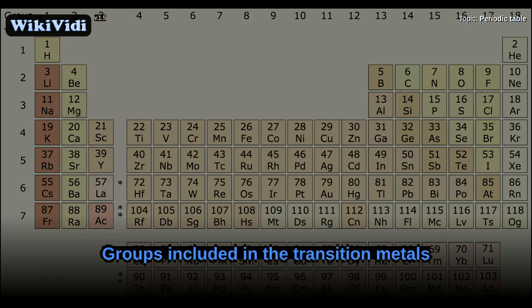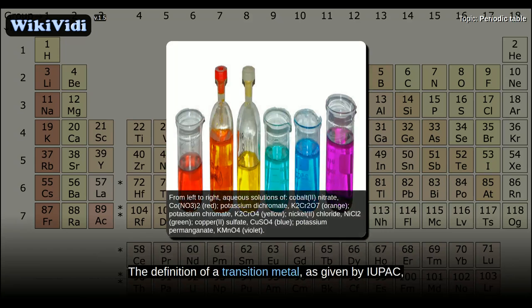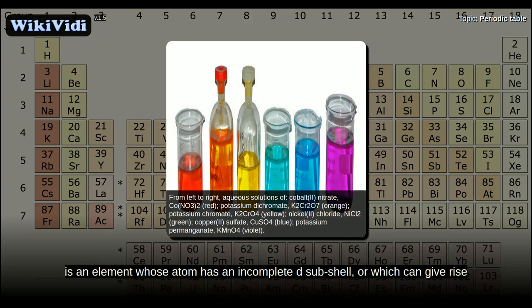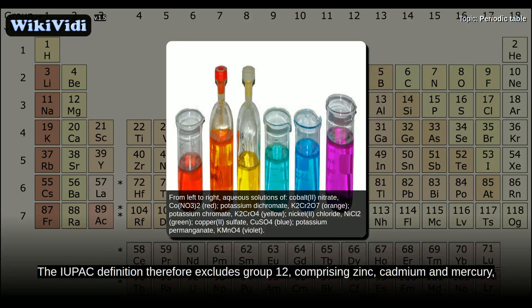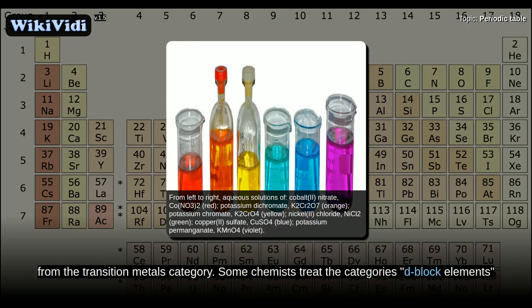Groups included in the transition metals. The definition of a transition metal, as given by IUPAC, is an element whose atom has an incomplete d subshell, or which can give rise to cations with an incomplete d subshell. By this definition, all of the elements in groups 3 to 11 are transition metals. The IUPAC definition therefore excludes group 12, comprising zinc, cadmium and mercury, from the transition metals category.